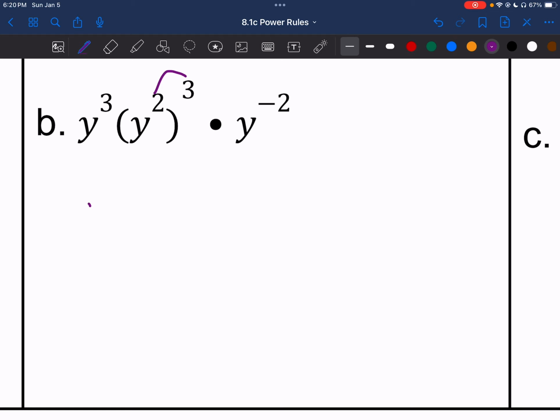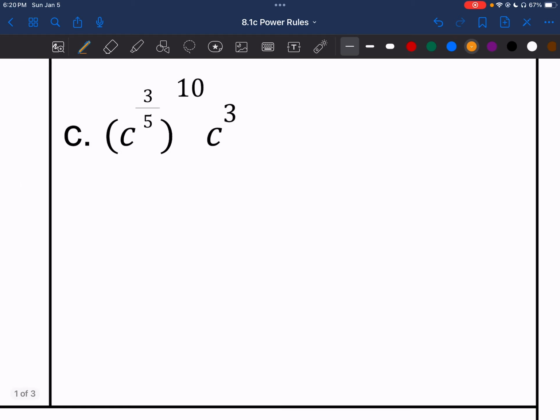So we start off, we have y to the third. Okay, we've got y squared to the third, 2 times 3 is 6, y to the sixth, and we've got y to the negative second power. So now we combine all of these. They have the same base, so we can add our exponents using the product rule. So 6 plus 3 is 9, plus negative 2 is 7. So it's y to the seventh power.